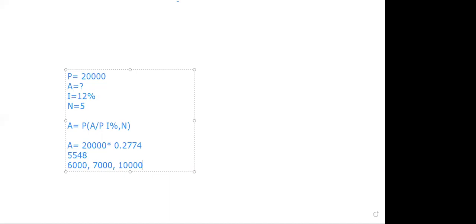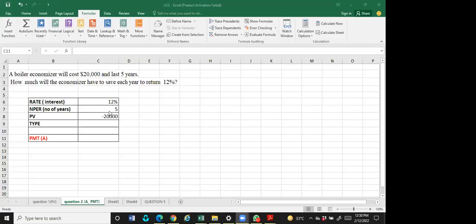Share your screen, please. Okay, I'm sharing it now. So you go back, you do it like this in Excel. The interest rate is 12%, the number of years is 5, the present value is minus 20. You know why I put minus 20? Because the investment is coming out of your pocket. The answer will be the same, it just won't come in red and in brackets.